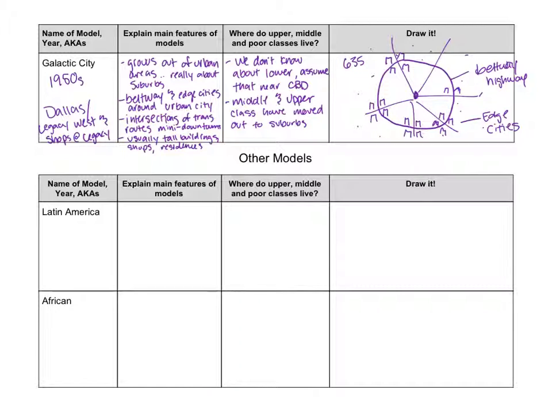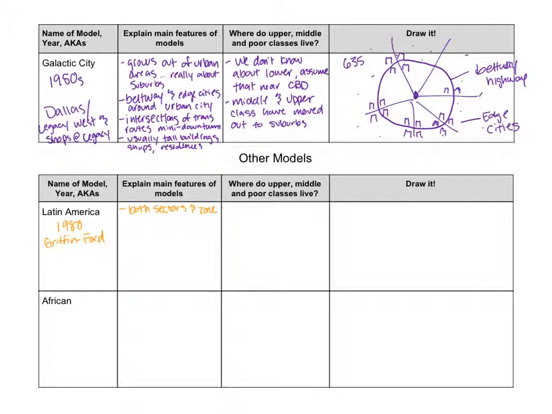So the Latin America model came about in 1980. It's also known as the Griffin-Ford model, okay? This one is really a combination of both sectors and zones. If you think about the concentric zone model that we talked about on the other page and the sector model, it combines both of them if you're looking at the model.